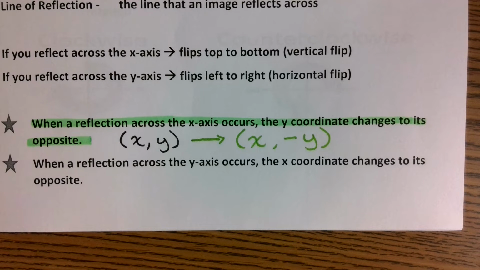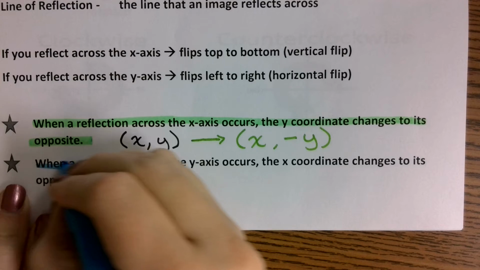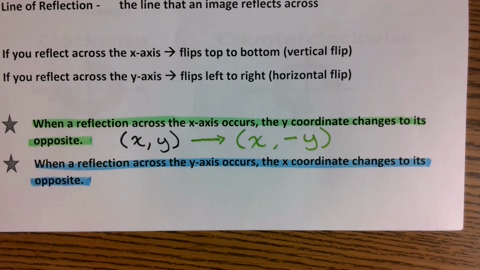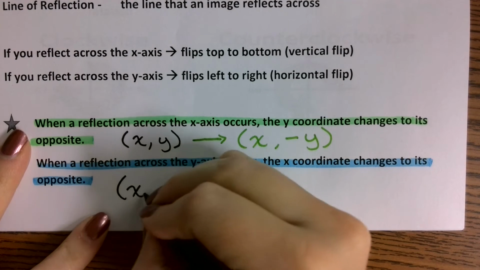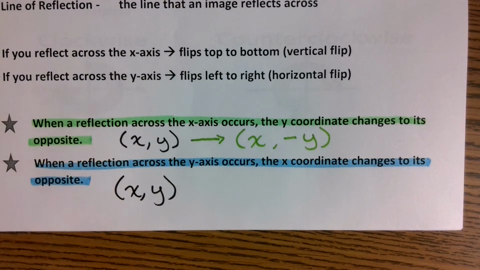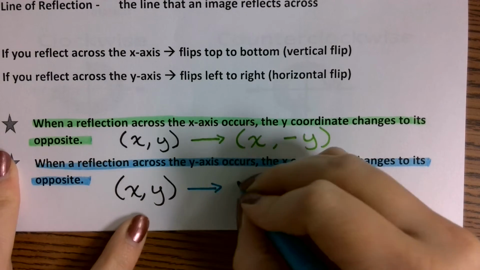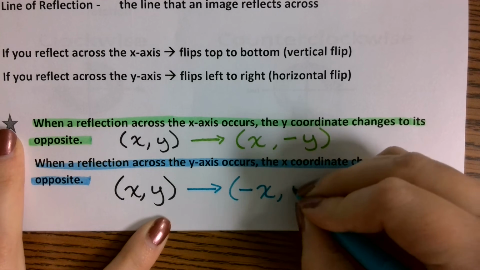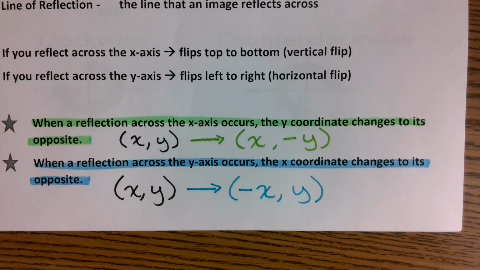And then the same thing for if you reflect across the y-axis. If we do a reflection across our y-axis, then when you start at your original point of x, y, your x becomes the opposite. The y remains unchanged. X becomes the opposite. Y stays exactly the same. So a reflection across the x affects your y. A reflection across the y changes your x.